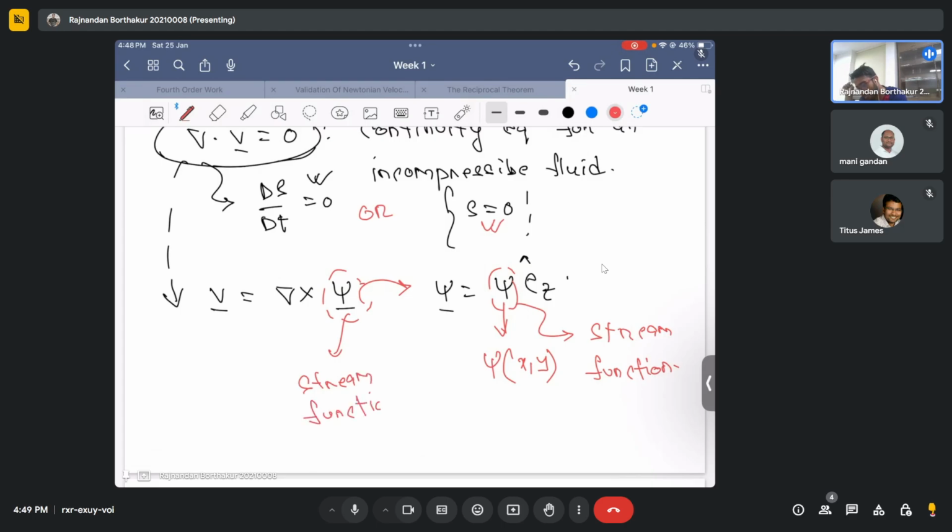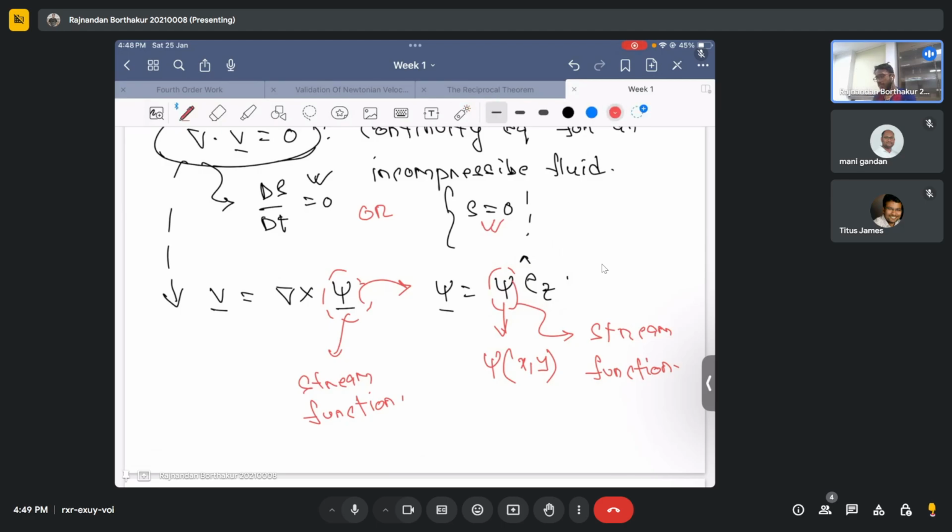Now, it is more customary to use stream function in 2D flows, or at most in axisymmetric flows, and that's why we use this stream function only, which is basically the magnitude of the stream function vector. The stream function vector also has a direction, and in general it's in the z direction, if we are dealing with the xy Cartesian coordinate system. Okay, I hope this is clear to you.